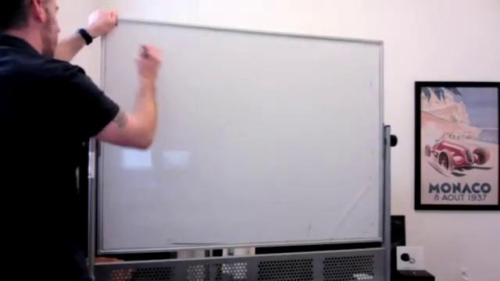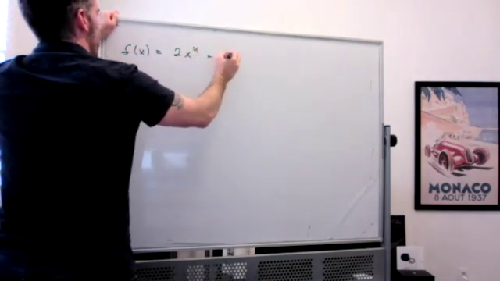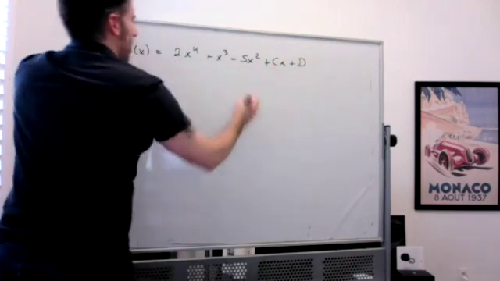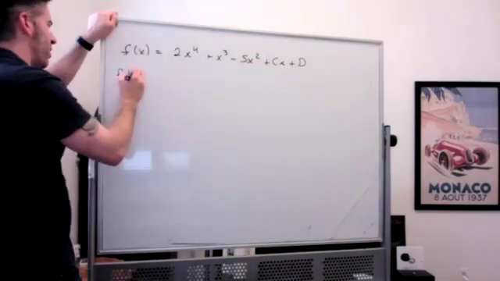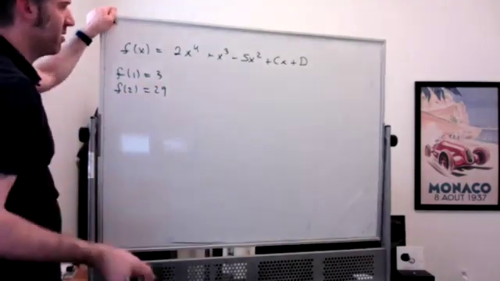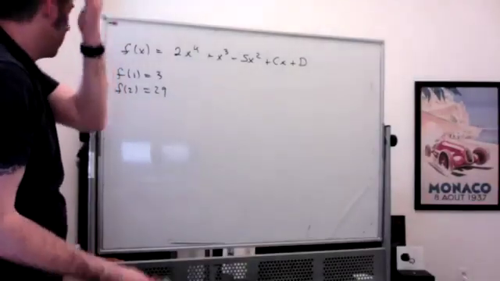Let's see, what did I have? f of x equals 2x to the 4th plus x cubed minus 5x squared plus cx plus d. And I had that f of 1 was equal to 3 and f of 2 was equal to 29. I think that's all right. Let's double check. Yep, looks good. So then we're just going to plug in.